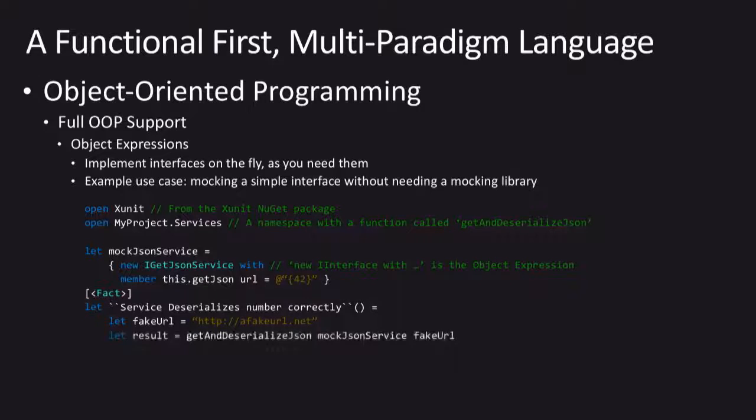So there's a fake URL there. I would pass the result right there, assert.equal. And so this right here, I'm just calling get and deserialize JSON, passing in the mock JSON service instead of an actual JSON service. And this allows me to unit test without needing to have the service live. Interesting. And so you're making a new type inline for your actual test. Absolutely. Nice. Just doing it as I need it. And not only that, but you could define only the members that are important, right? Because iGetJSON service might have more members.